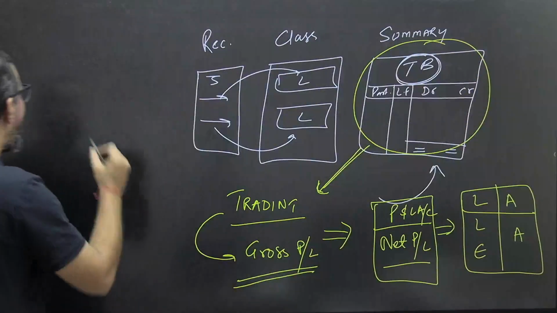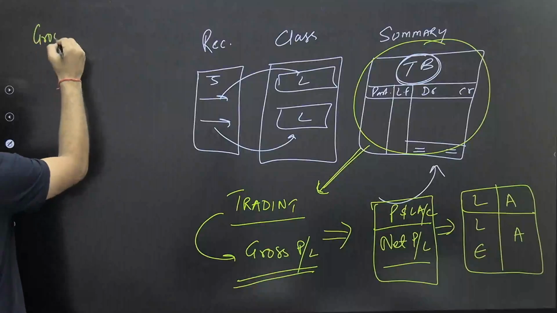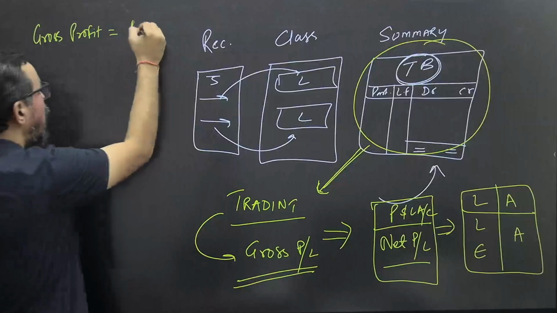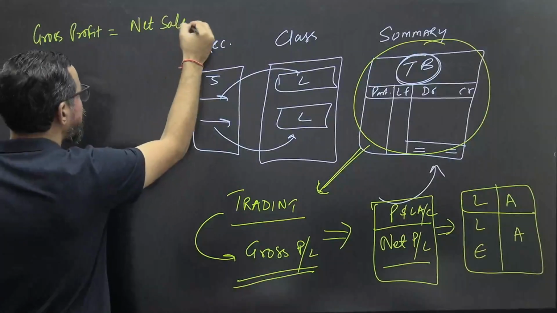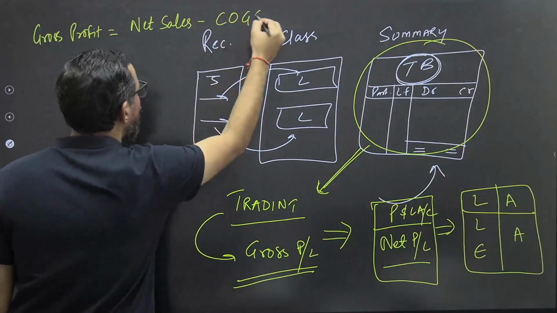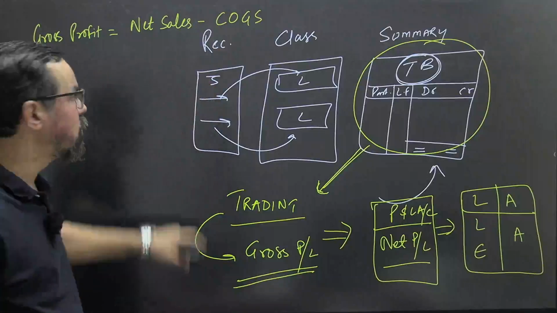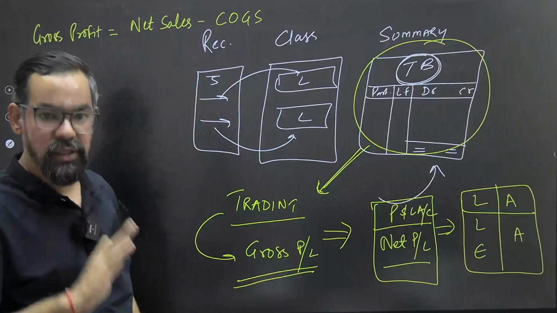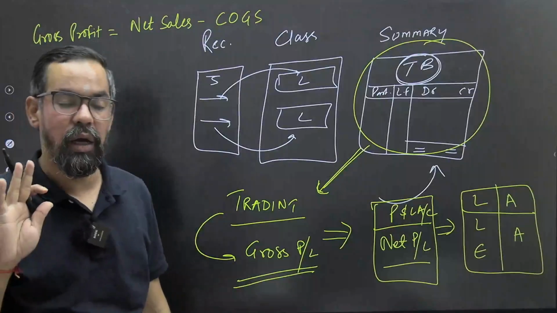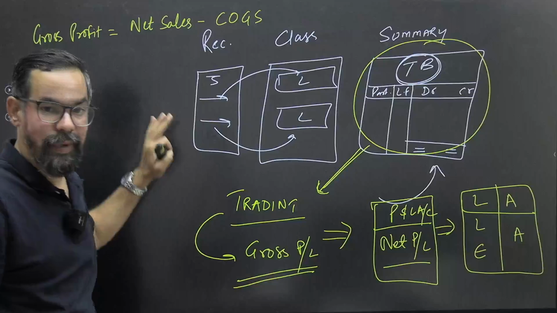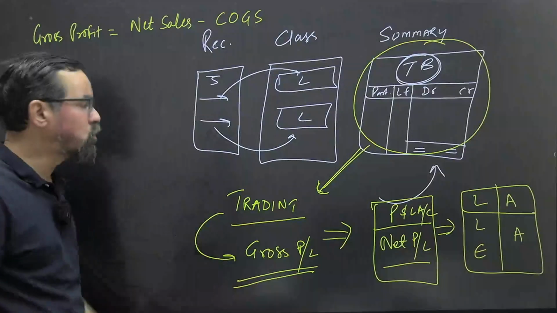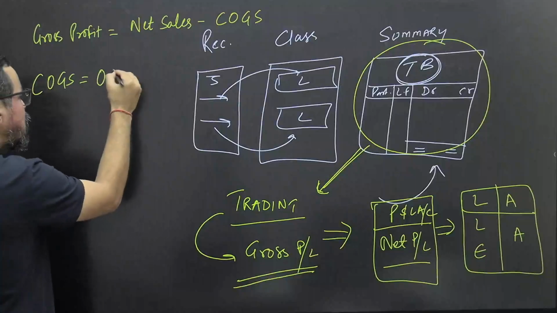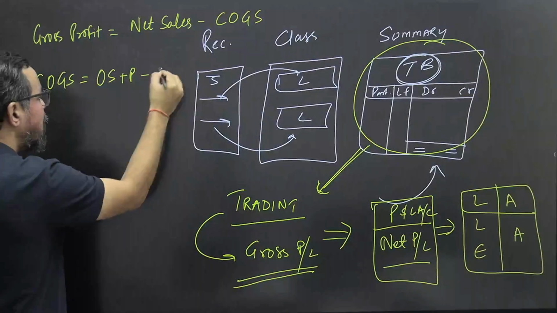When it comes to the trading account, how do we calculate gross profit? It is equal to net sales minus cost of goods sold. Net sales is equal to gross sales minus sales returns or any discount allowed by the business, or by the company. So you have to deduct that. Cost of goods sold is equal to opening stock plus purchases minus closing stock.